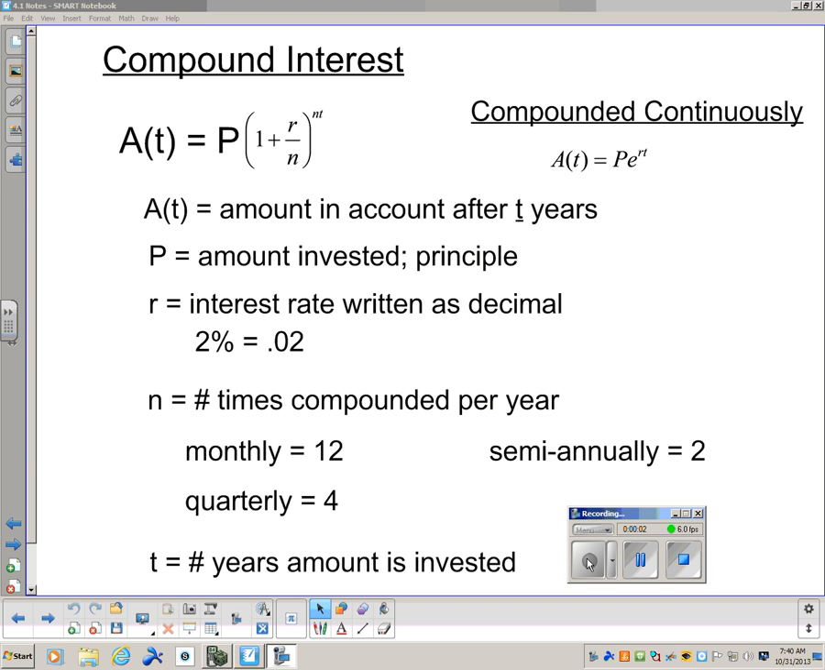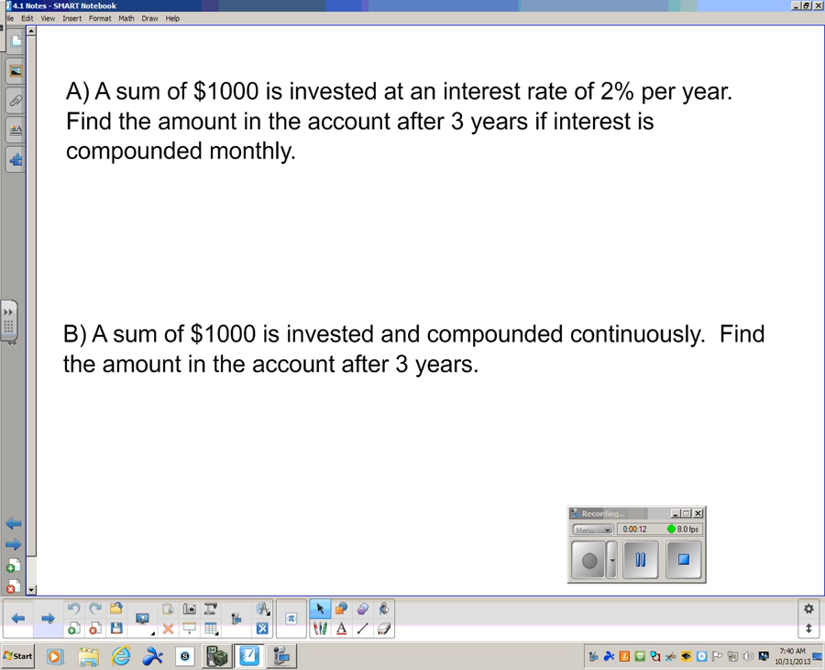So we talked through these two formulas. We're going to go ahead now and look at some application problems of this. A sum of $1,000 invested at an interest rate of 2% per year. Find the amount in the account after 3 years if the interest is compounded monthly.